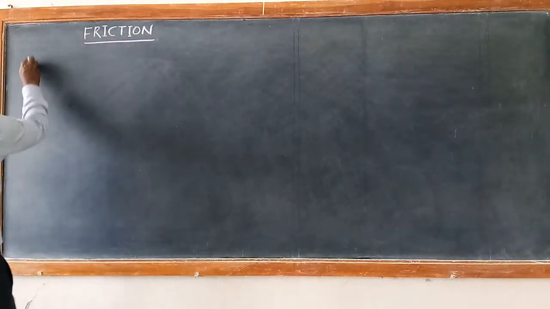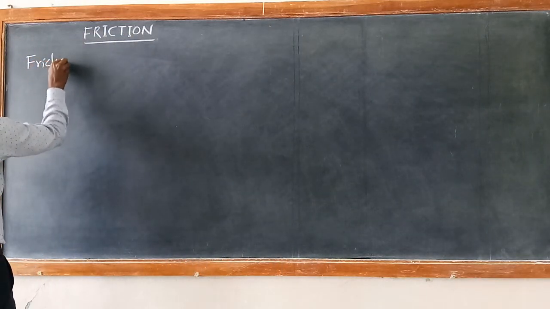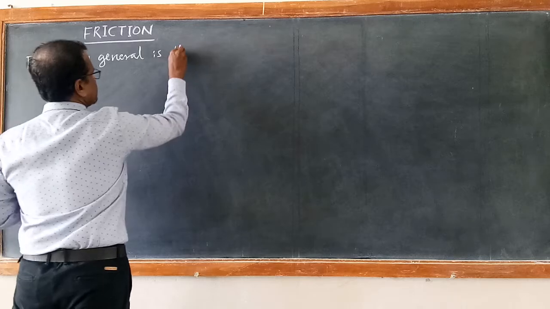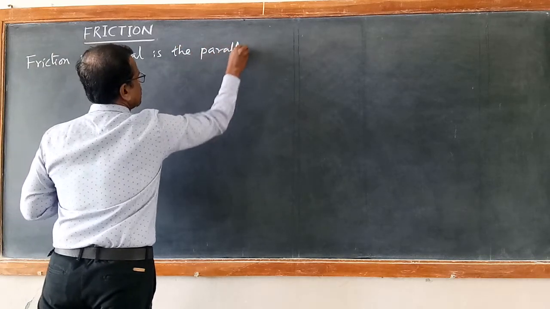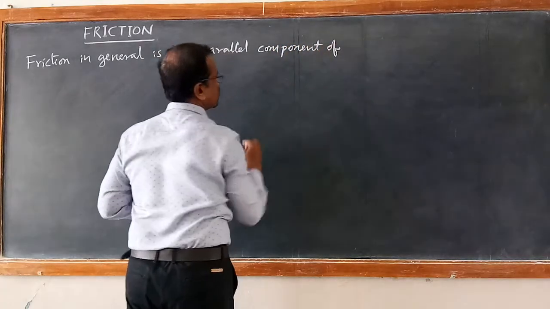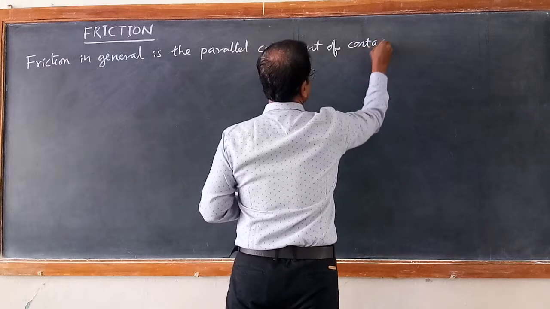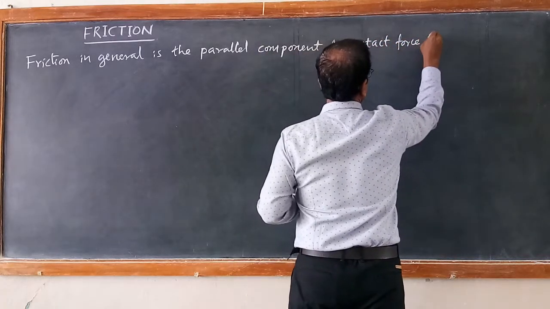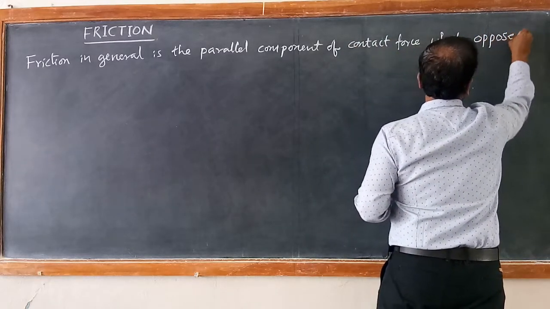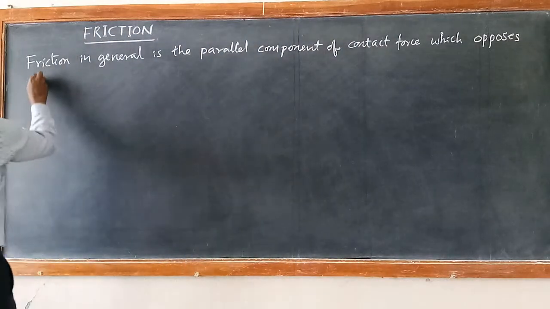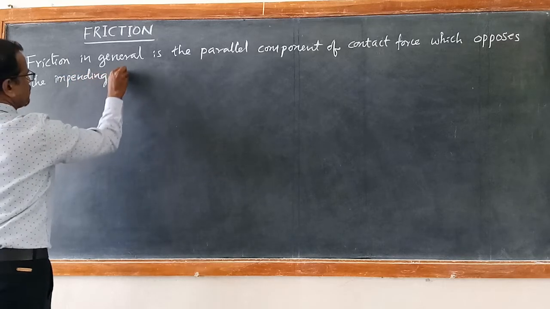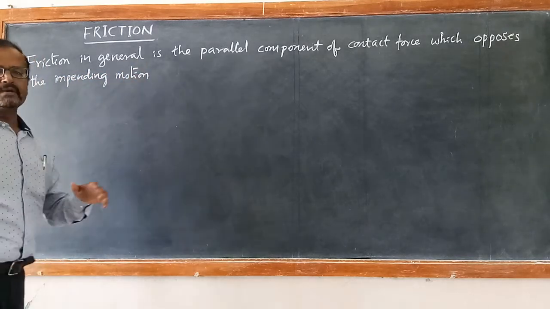So friction, in general, is the parallel component of contact force which opposes the impending motion when the body is at rest.